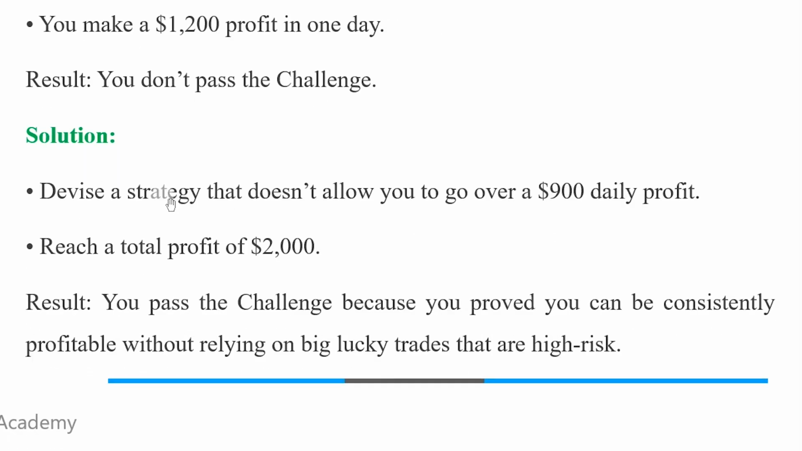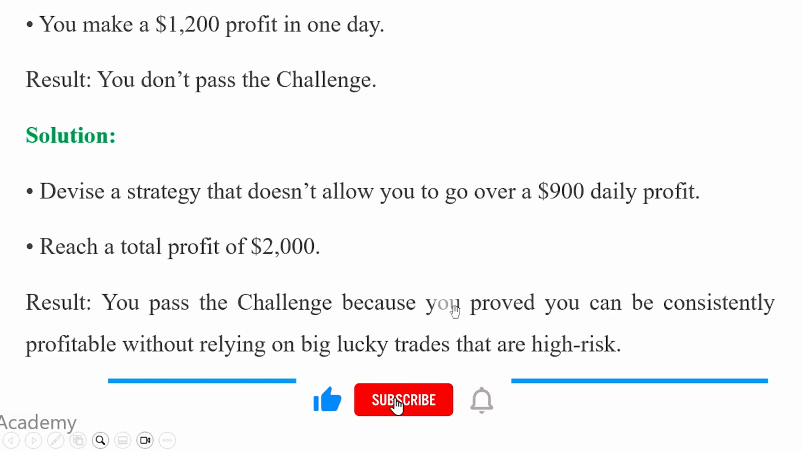You have to devise a strategy that doesn't allow you to make over $900 profit in a day. So you have to take short trades, accumulate like 5 to 10 trades. You'll have a total of $2,000 profit or more. If this happens, then you have passed the challenge because you proved to the prop firm that you are consistently profitable without relying on big lucky trades that are high risk.